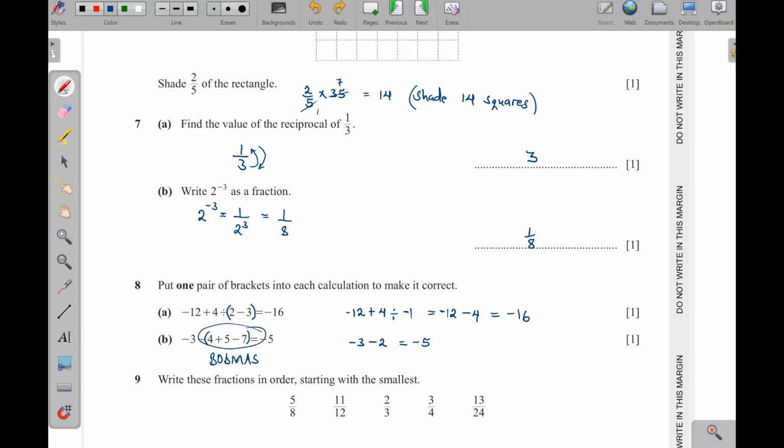This one has enclosed how many? 3 numbers in there. So this is minus 3. This one must give me minus 2 for me to get minus what? 5. As simple as that.